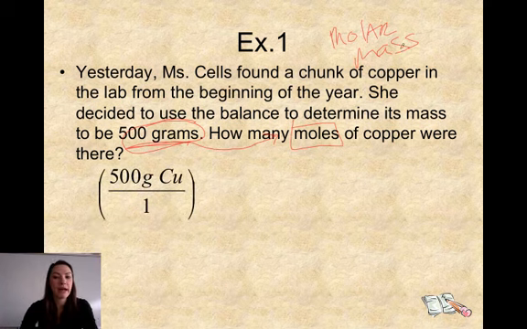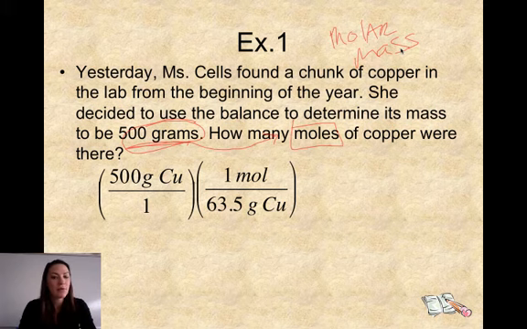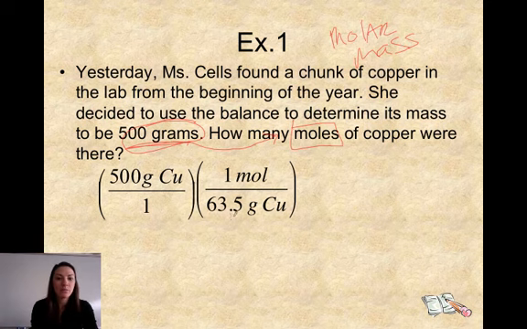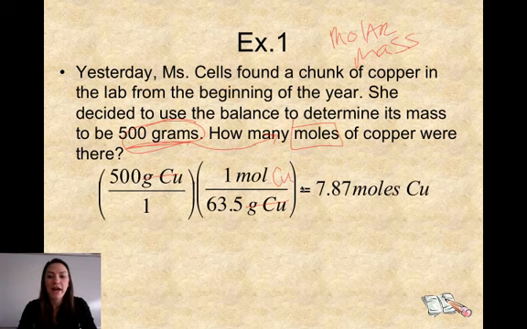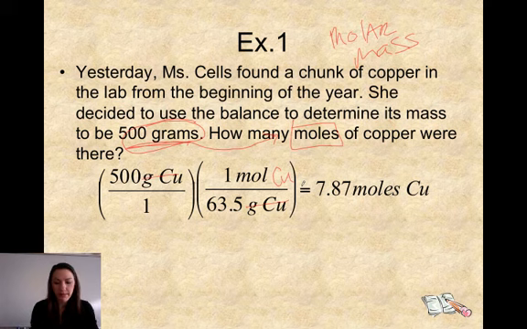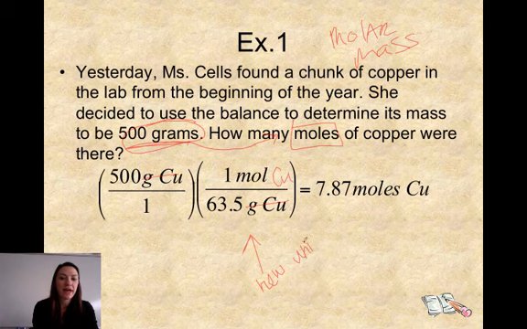So now we have to use our molar mass. If we look on the periodic table, we should notice that copper is 63.5 grams for every mole. So you'll notice that 63.5 grams went in the denominator. That's so my grams of copper cancels out, and I'm left just with moles of copper. Now I do the math, 500 grams divided by 63.5, and I get 7.87 moles of copper. So you can see how this molar mass from the periodic table gets inserted as a new unit conversion. Every molar mass on the periodic table is going to be a new unit conversion.